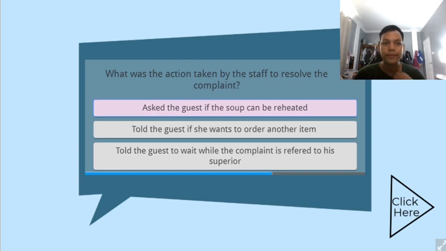Next, what was the action taken by the staff to resolve the complaint? Asked the guest if the soup can be reheated, told the guest if she wants to order another item, or told the guest to wait while the complaint is referred to his supervisor. So the answer is ask the guest if the soup can be reheated.